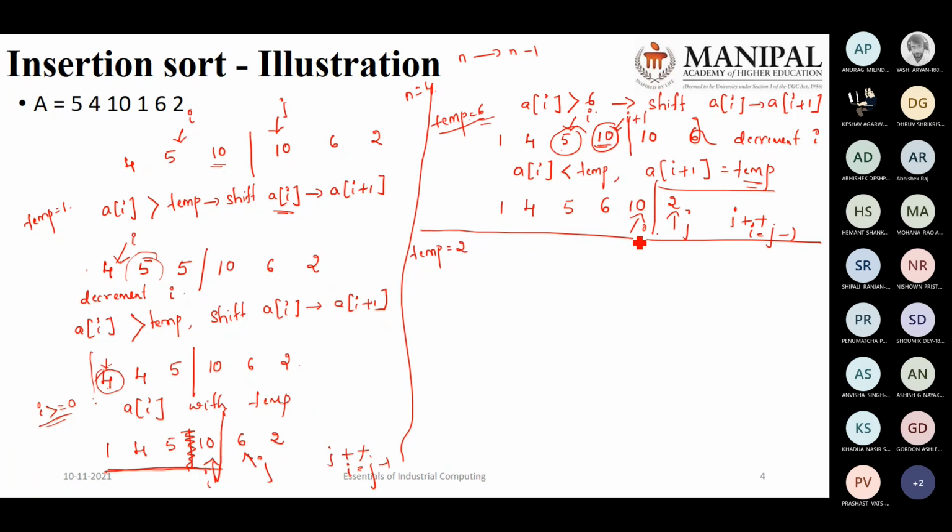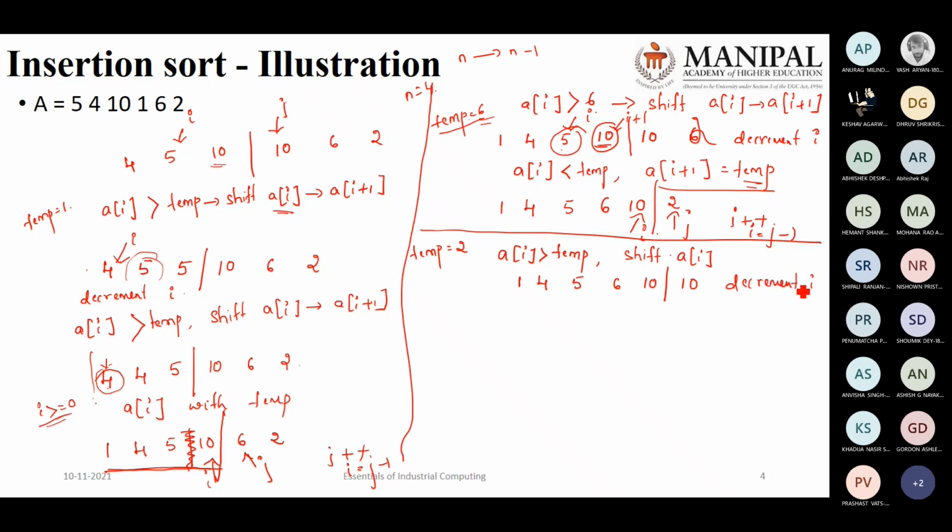You have A of I is 10. Compare A of I with temp. A of I is of course greater than temp here. 10 is greater than 2. Then you perform shift, shifting A of I 1 position to the right. So this has to be moved 1 position to the right, and your array will be 1, 4, 5, 6, 10 and 10. Again, you decrement I.